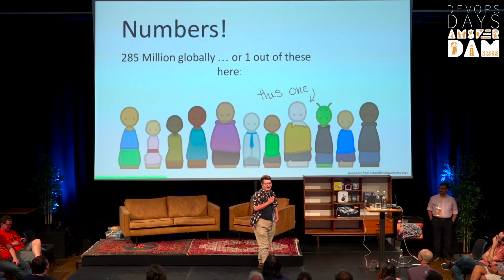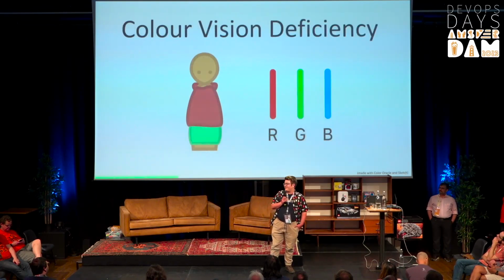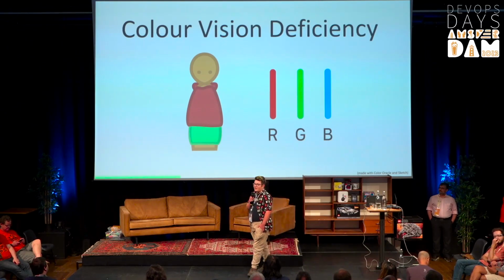So there are a lot of people affected by visual impairments, which is globally 285 million people, or 1 out of 10. And that's going to be a lot of the people here, even. And how color vision deficiency works is that we have 3 different cones that see colors in our eyes: red, green, and blue. And for some people, 1 or more of those cones don't really work as intended.